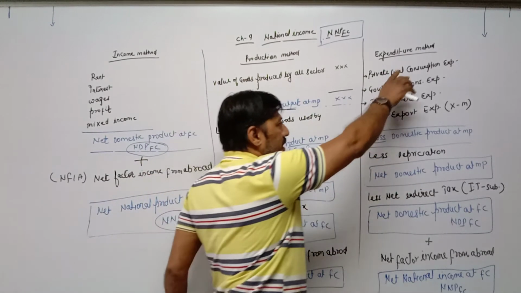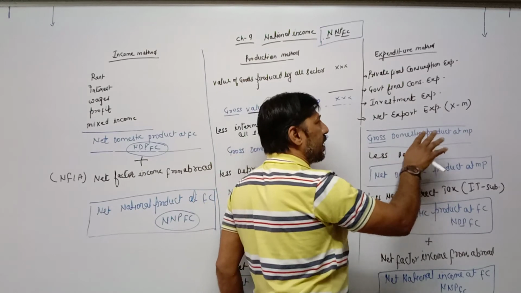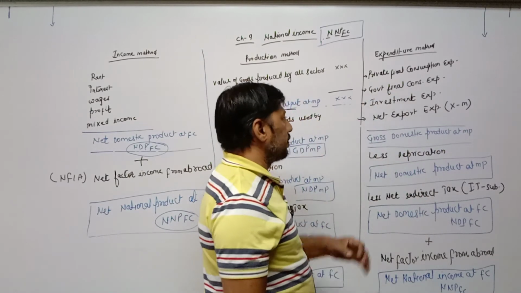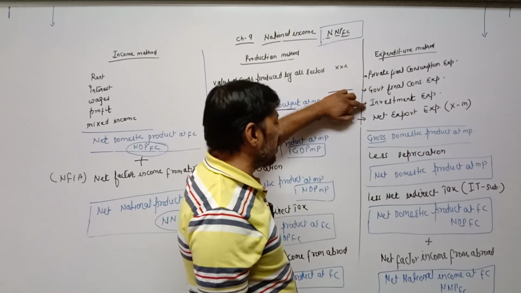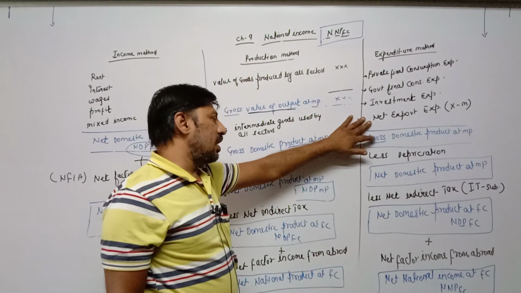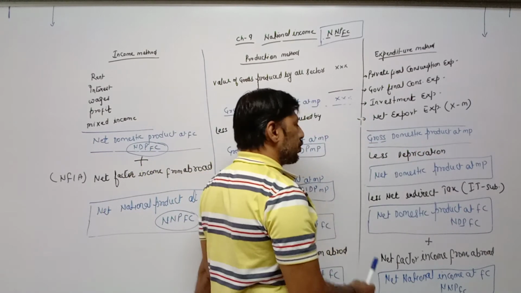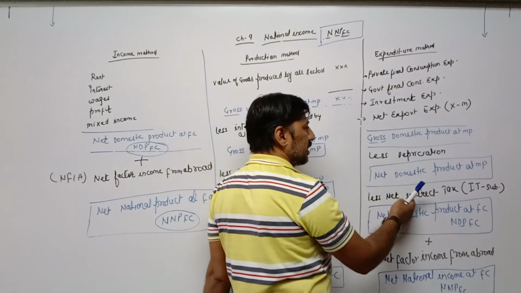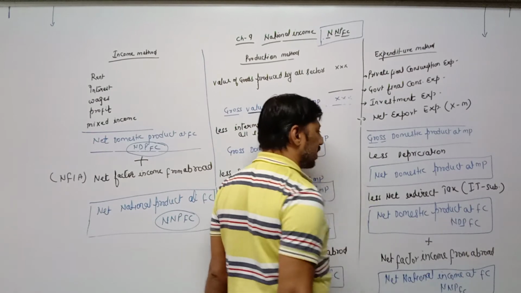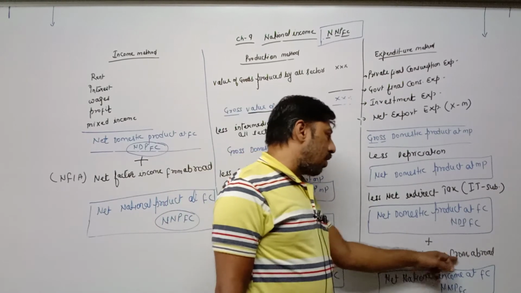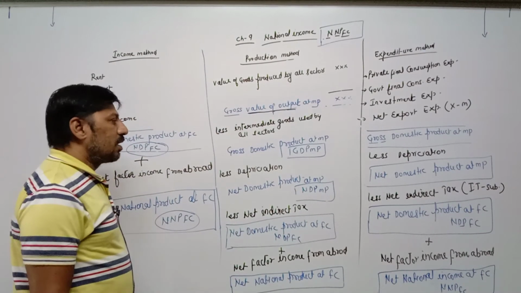In case of expenditure method, first of all, you have to write this formula and then convert this formula into points or paragraph. First of all, we need to add private final consumption expenditure, government final consumption expenditure, investment expenditure, net export expenditure. We will get gross domestic product at market price, and then we need to deduct depreciation and net indirect tax. We will get NDP-FC or net domestic product at factor cost, and ultimately when we add net factor income from abroad, we will get national income or net national product at factor cost.